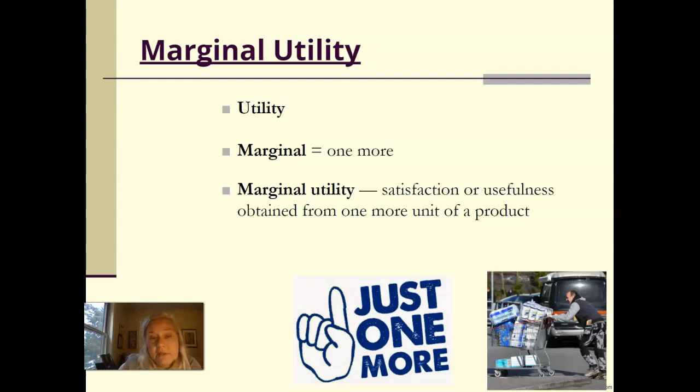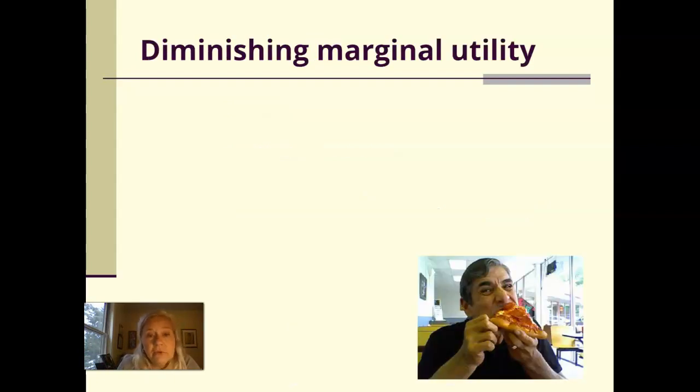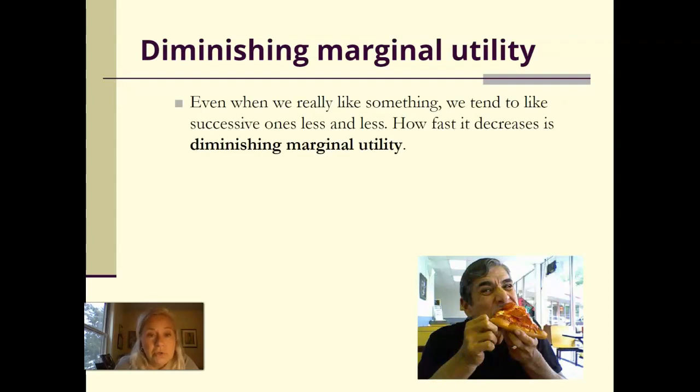But what happens with utility is that after a certain amount of time, you have something called diminishing marginal utility. So even when we really like something, like pizza, for example, we tend to like successive ones less and less. How fast it decreases is your diminishing marginal utility. Now, sometimes this is a sloped line, sometimes it's a straight line, and we'll be looking at examples of that at a later time. But what are some examples of things that have a marginal utility?